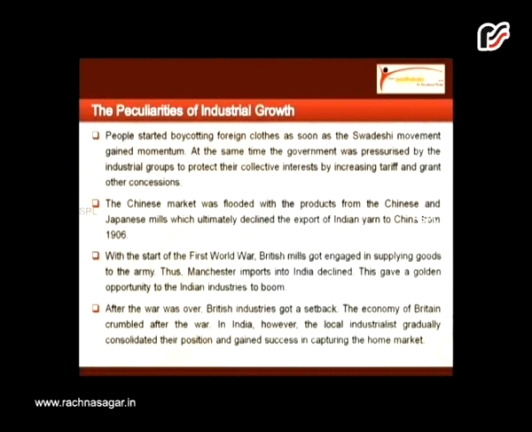After the war was over, British industries got a setback. The economy of Britain crumbled after the war. In India, however, the local industrialists gradually consolidated their position and gained success in capturing the home market.